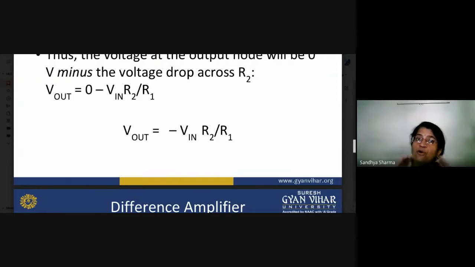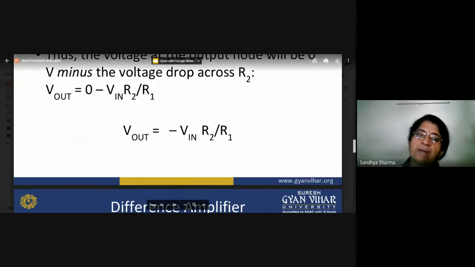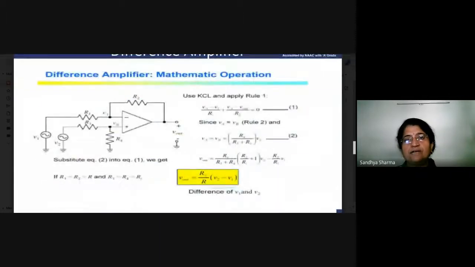You should always remember the voltage gain of your non-inverting amplifier and the voltage gain of your inverting amplifier. Again we will revise: the voltage gain of your non-inverting amplifier is equal to 1 plus RF by R1, and the voltage gain of your inverting amplifier is equal to minus RF by R1. That is the basic part of our voltage gain calculation.